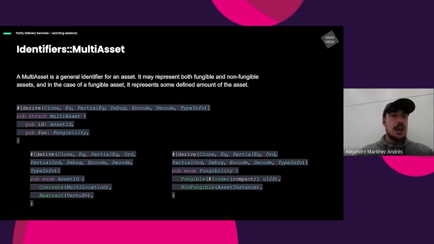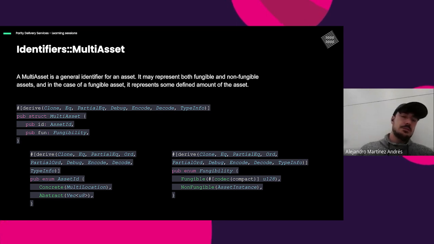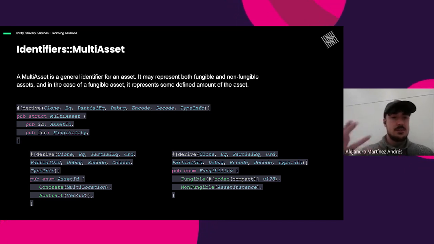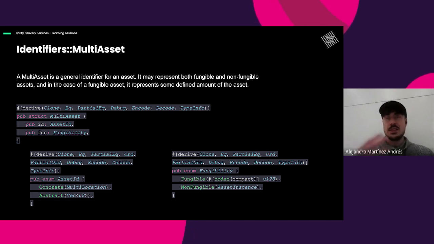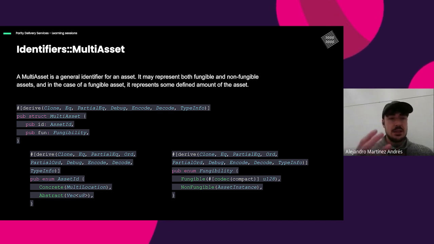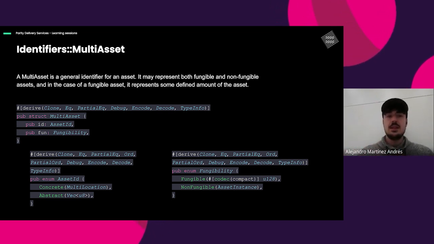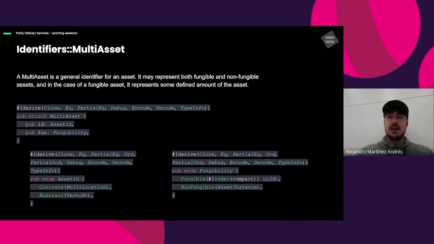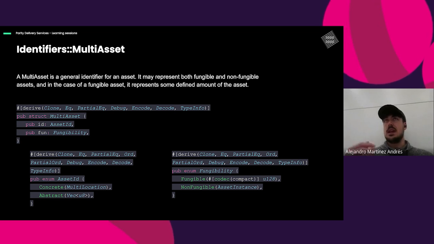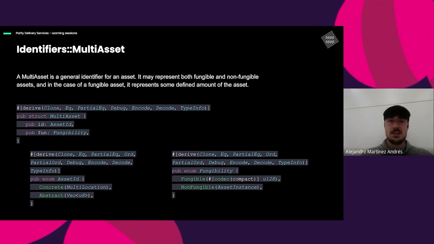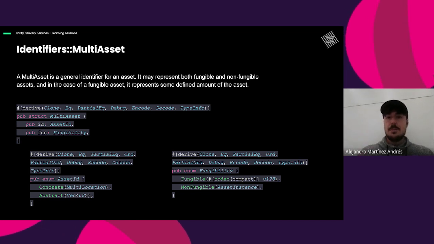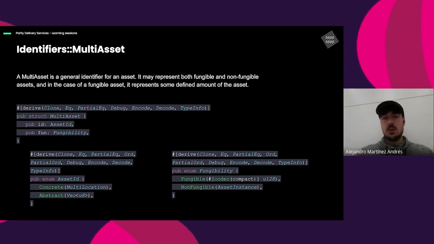So let's see how multi-assets are defined. How do they look? And later we will create some of our own multi-assets and multi-locations. In this case, we consider the struct is formed from an ID and fungibility. The asset ID will be the one defining if we are creating an abstract multi-asset or a concrete multi-asset, right? And then the fungibility will let us define if we are working with fungible assets or non-fungible assets.